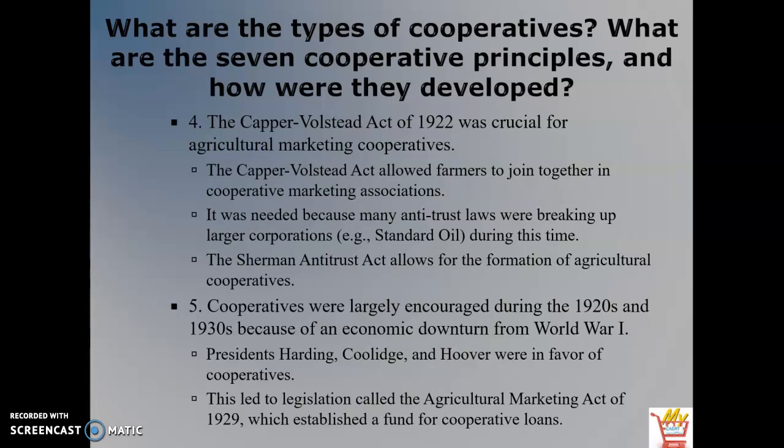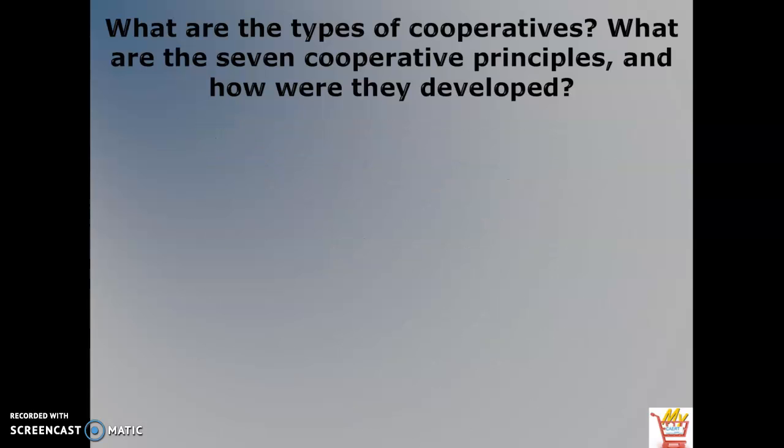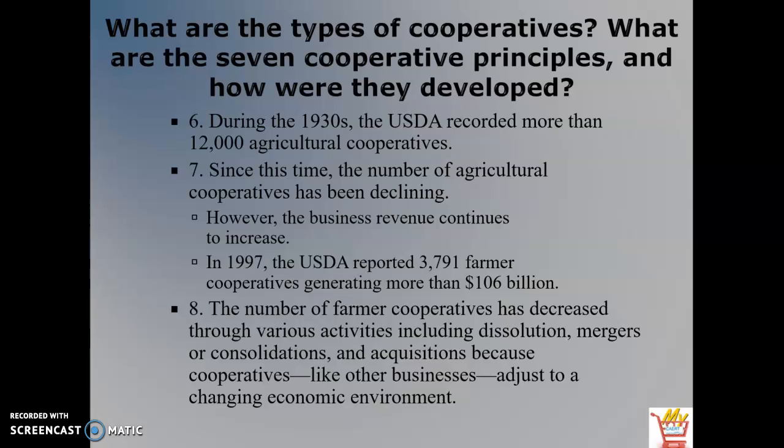Cooperatives were really encouraged during the 20s and 30s because that was the time of the Great Depression, and cooperatives were a major help to farmers who were struggling financially during that time period. So this led to the Agricultural Marketing Act of 1929, which established a fund for cooperative loans. During the 1930s, the USDA recorded more than 12,000 agricultural cooperatives. Now, that was an all-time high. Since then, we've seen that number start to decline.